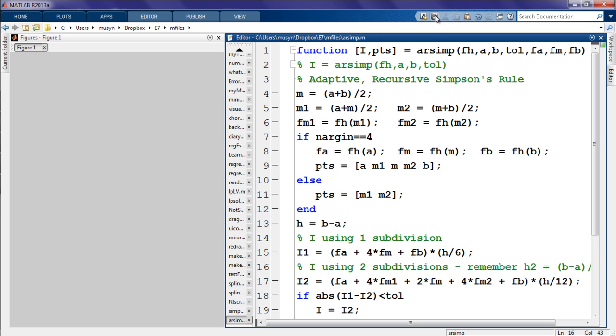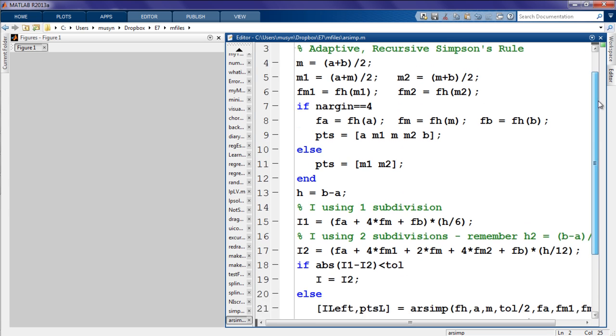Here we are in MATLAB. I'm looking at the adaptive recursive Simpson's with the 7 arguments. The user calls it with 4 arguments: the function handle, a, b, and the tol. It's laid out exactly the same as in the slides.